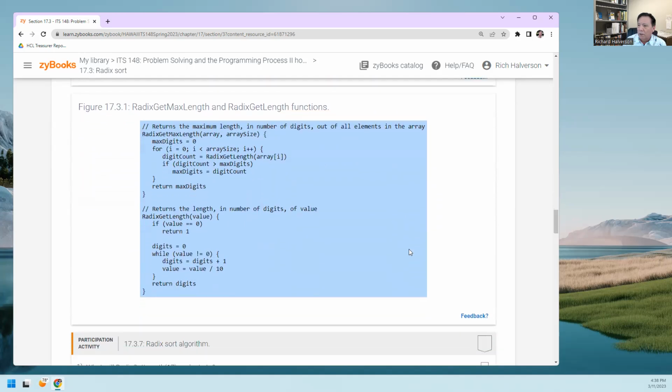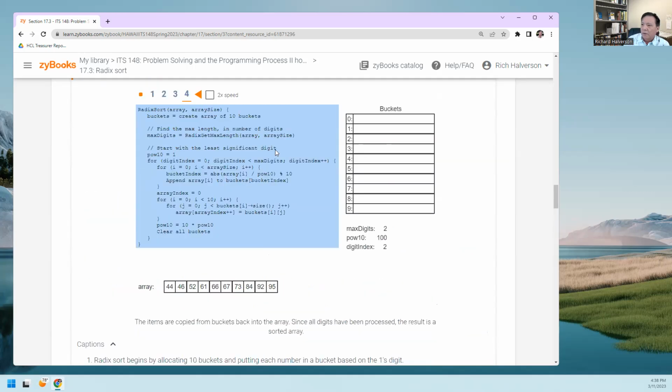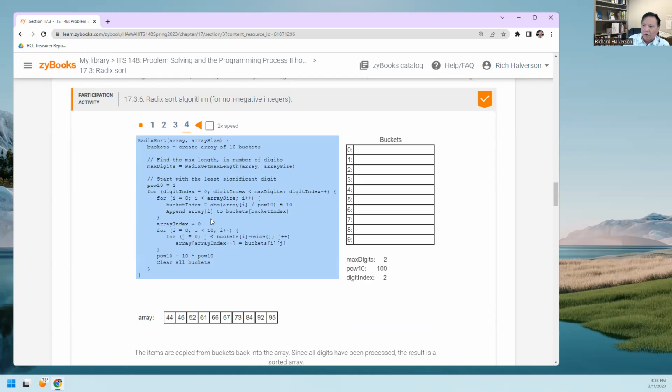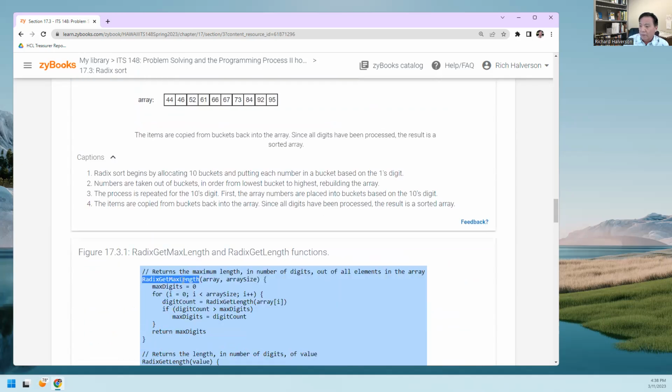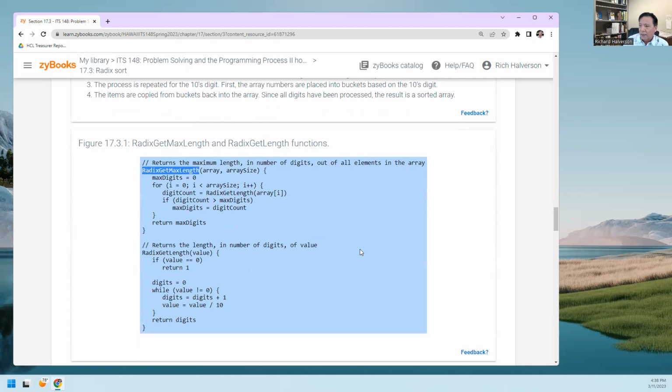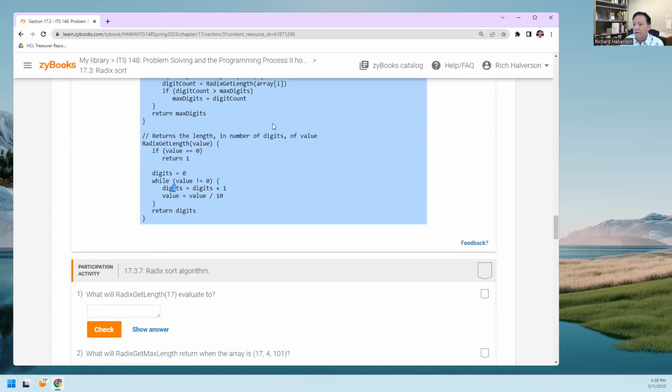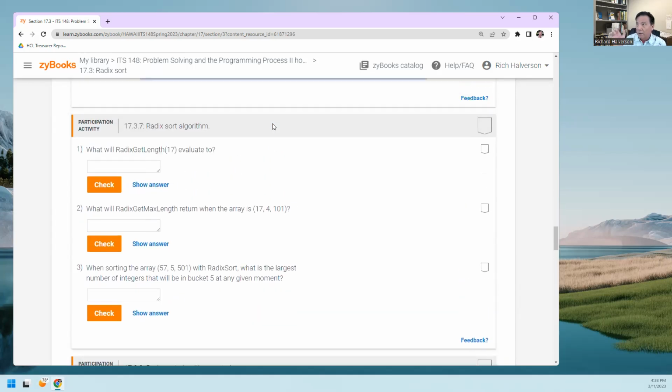So now you should be able to do all these. These are how to figure out the total number of digits in the biggest number. So how many times you have to do the for loop, basically. That's what get max length is. And then this is a smaller function to get the length of the integer, which is an element in the array.